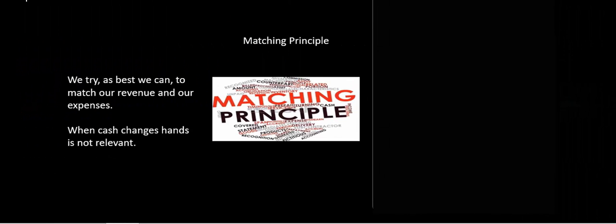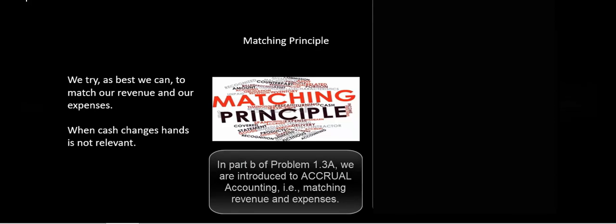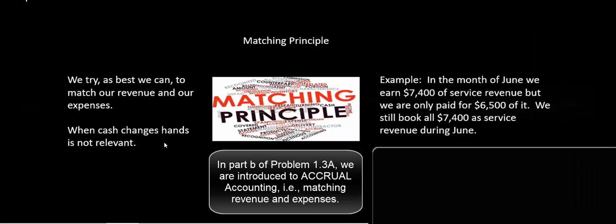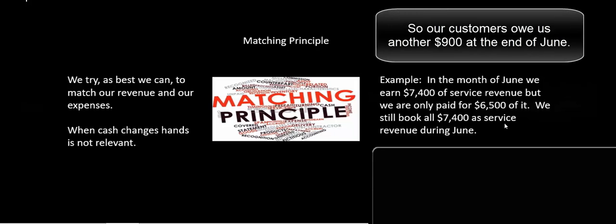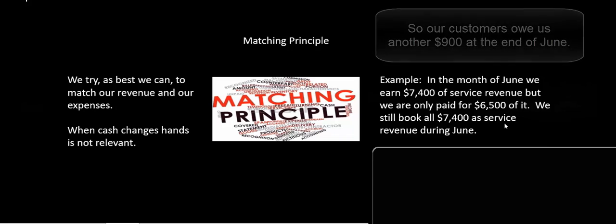Another aspect of the Chapter 1 homework that sometimes gives students problems is the matching principle. The author kind of sneaks it in at the end of one of the homework problems. So remember, as best we can, we match our revenue and our expenses, and when cash changes hands, it's not really relevant. So for example, if we earn $7,400 of service revenue during the month of June, but we only collect $6,500 cash for it, we still would book all that $7,400 as service revenue, because we book revenue when we earn it, not necessarily when we get paid for it.